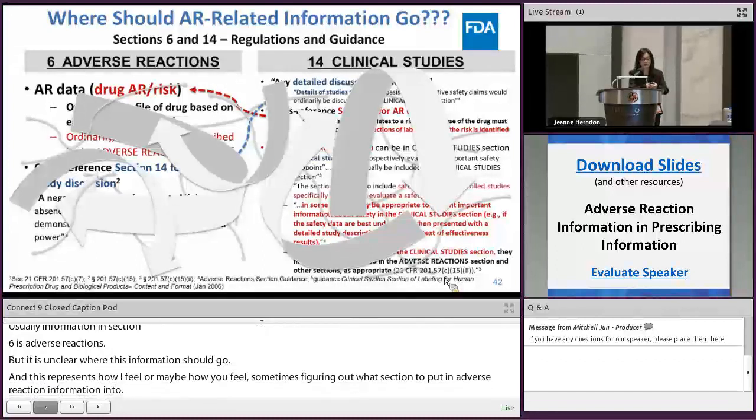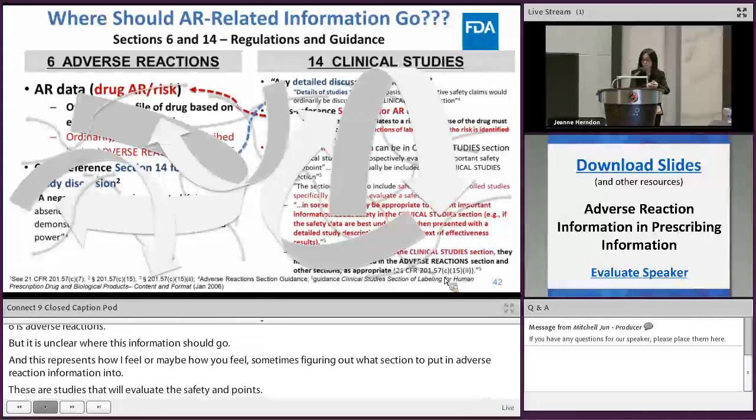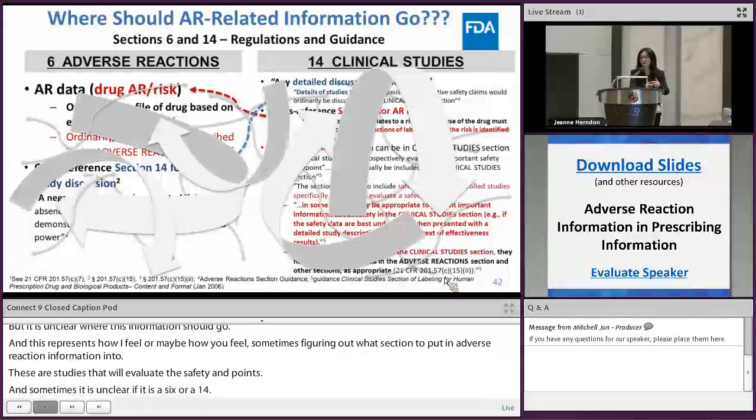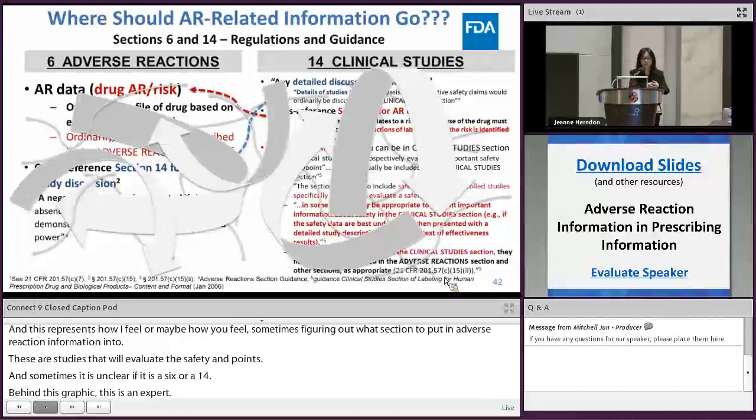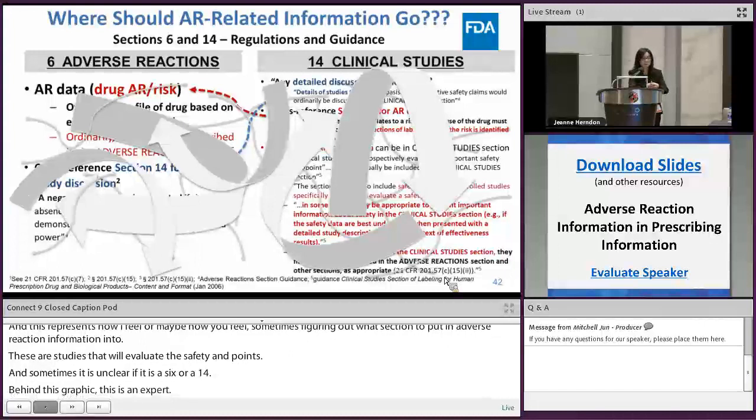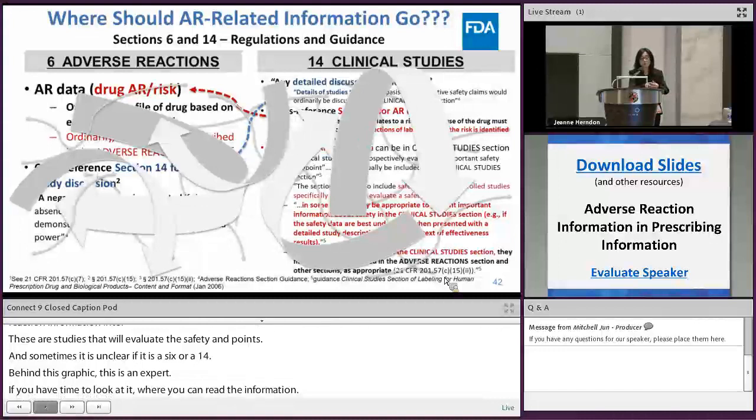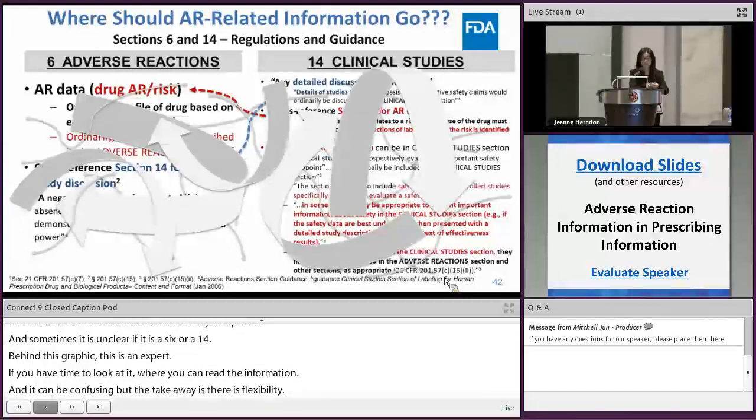If you're curious, behind this graphic, these are all excerpts from either the regulations or guidance. If you have time to look at it, there's a slide at the end in my backup slides where you can read the information. It can be confusing, and really the takeaway is that there's flexibility. So you could probably make an argument, depending on your particular scenario, for reasonably including it in Section 6 or 14.